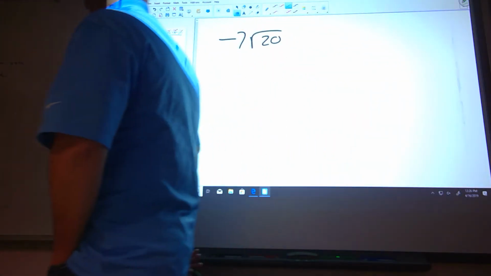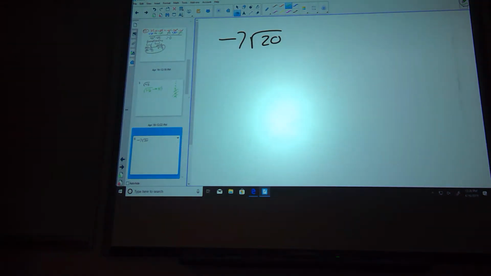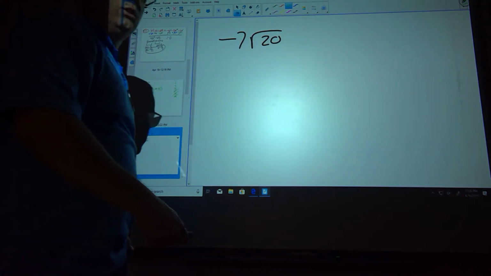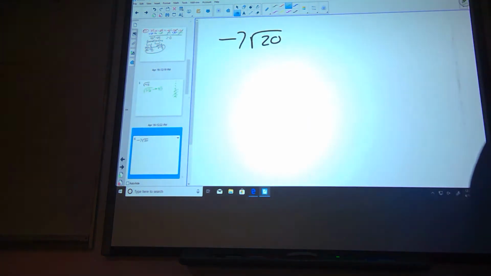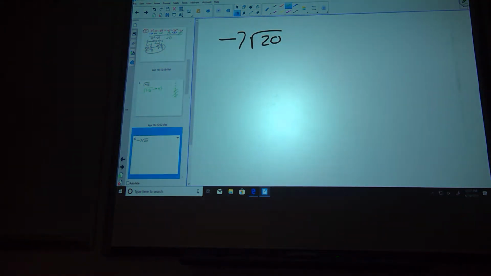All right. This one, you have the -7 outside, so you want to break it down similar to the last one, but remember when whatever comes out as a square root, you have to multiply by that -7.